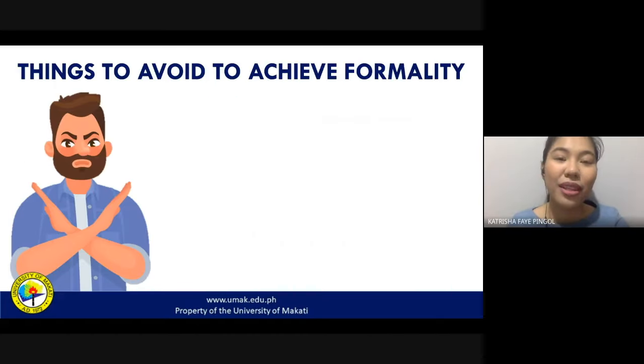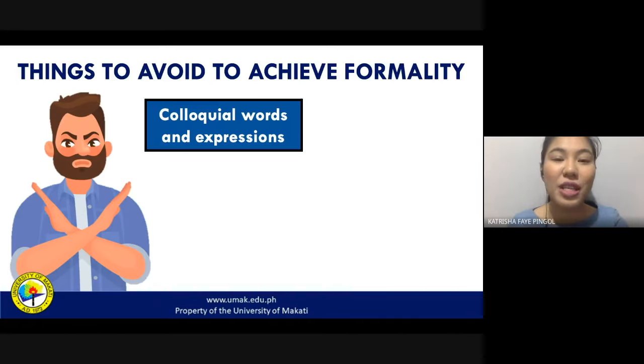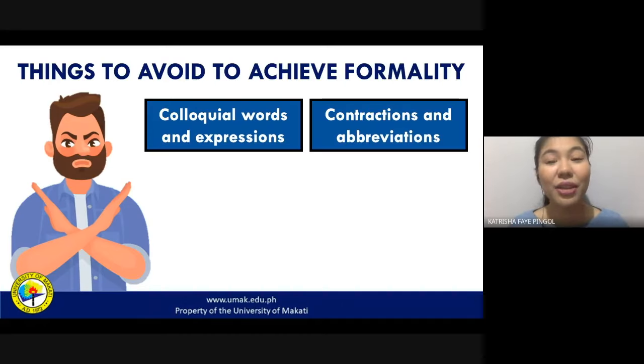Let's talk about the different things to avoid in order for us to achieve formality. The first one is, of course, colloquial words and expressions. Try to avoid using colloquial words and expressions. These are simply words and expressions that we use typically on a normal day, on a normal basis. Whoever you are talking with, especially people you are close with, these are the words that you use.